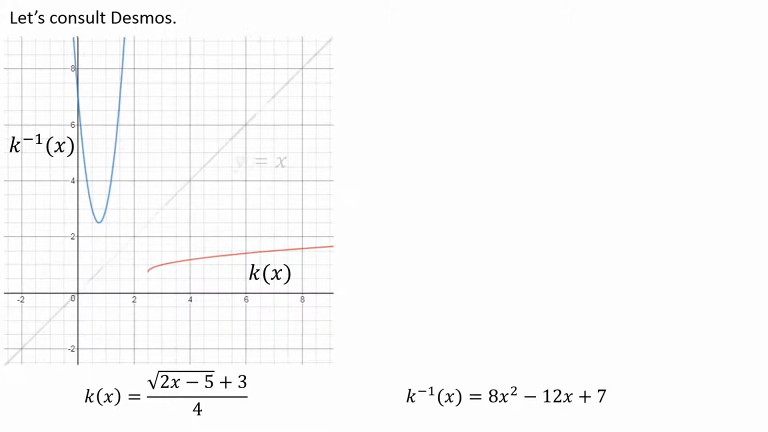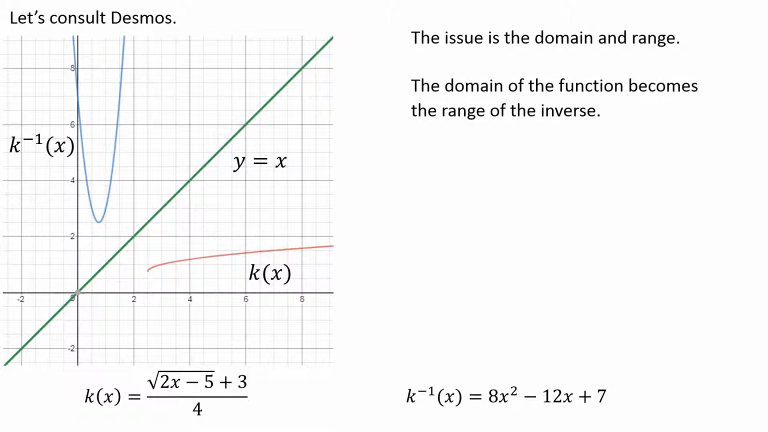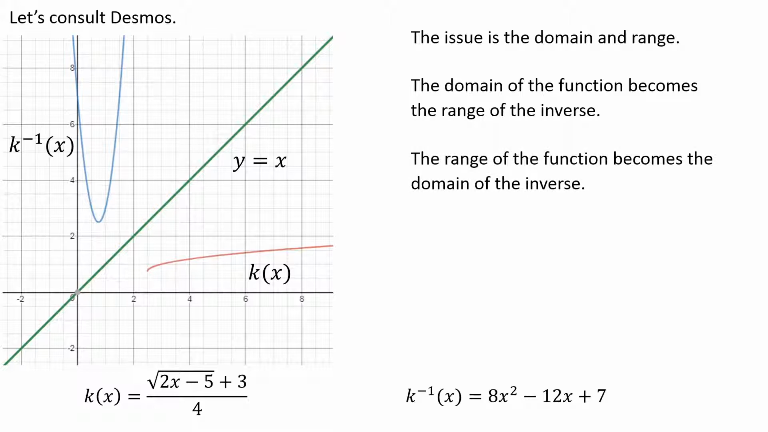What's going on here? Right, if I draw that line, y equals x, I'm thinking something's going on with the domain and the range. Therein lies the issue. Right? With the original function, the domain becomes the range of the inverse. The range of the original function becomes the domain of the inverse. And so we've got an issue with the domain and the range.